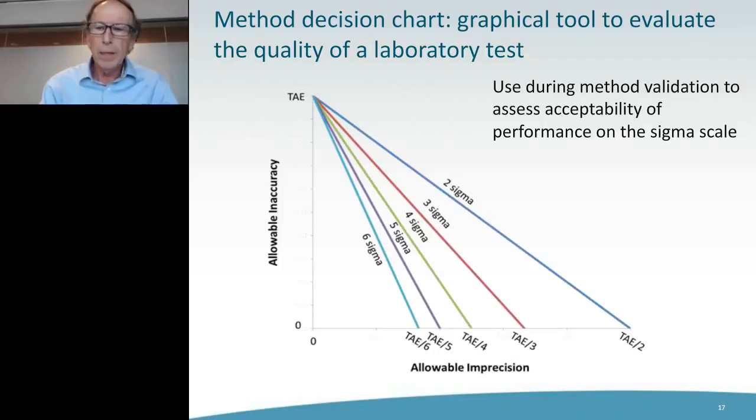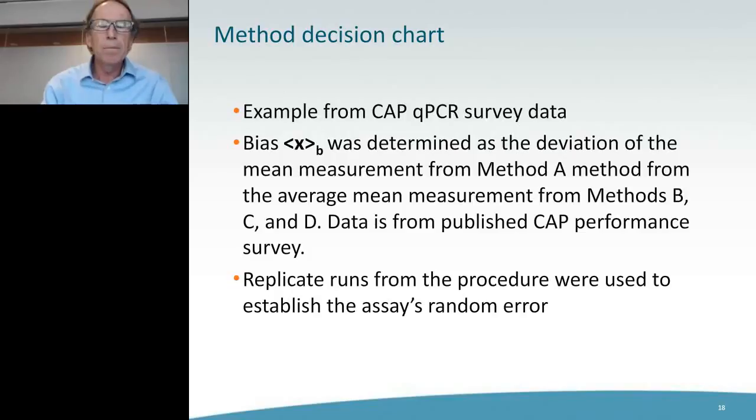So what we did is took some data. To give you an example, we took some CAP survey data on qPCR assays, and the bias was determined as the deviation from the mean from method A compared to 3 or 4 other methods. So method A is kind of the benchmark. And this is all from published data. And then from replica runs from these procedures, we're able to establish any random error as well.